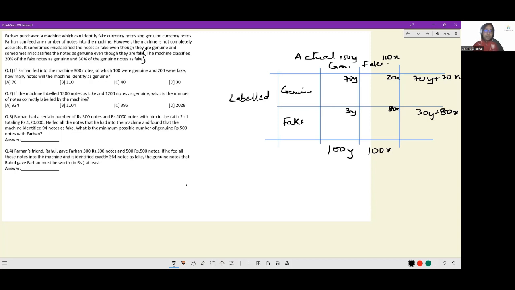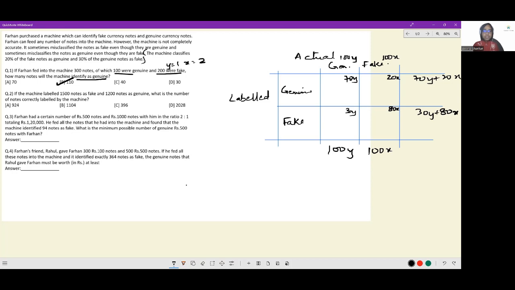If Farhan fed into the machine 300 notes, of which 100 were genuine and 200 were fake. Now see, 100 were genuine and 200 were fake. Essentially, what the question is telling me is y is equal to 1, x is equal to 2. How many notes will the machine identify as genuine? We have to simply do 70y plus 20x. So 70 into 1 plus 20 into 2. The machine will identify 110 notes as genuine.